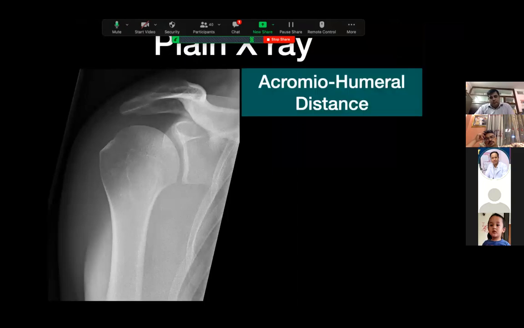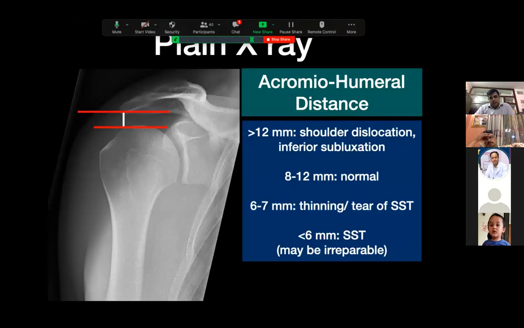Amit sir has already mentioned the acromiohumeral distance. This is how we take the inferior margin of the acromion and the superior margin of the humeral head. More than 12 mm means dislocation or subluxation. 8 to 12 mm is normal. 6 to 7 mm means thinning or tear of the supraspinatus. Less than 6 mm means irreparable. So this is a very important identification.